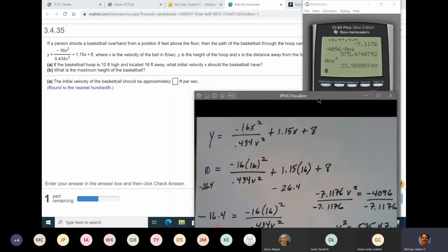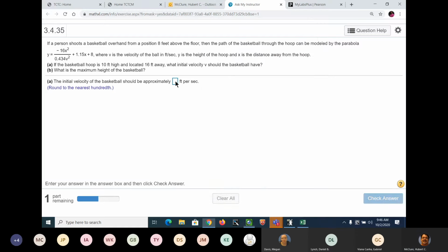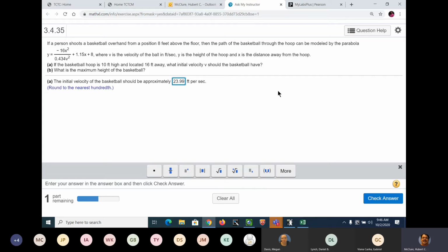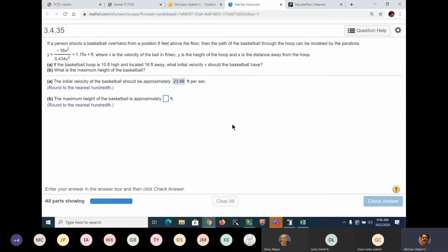Of course, don't round it to 24 feet per second. Round it in the real world to the nearest hundredth. 23.99. And you feel good about yourself. The maximum height of the basketball is approximately blank feet.